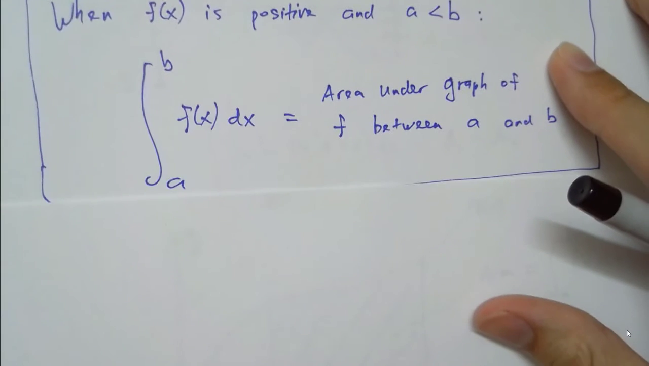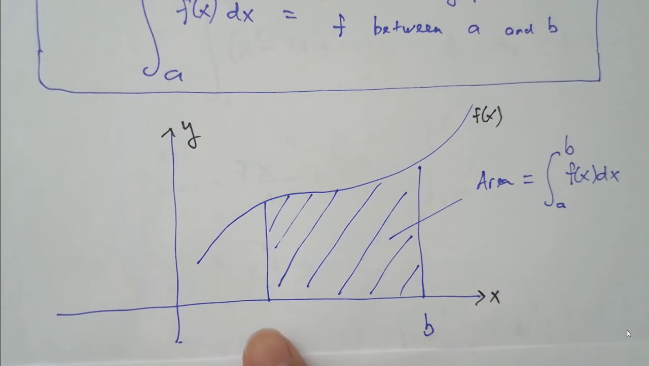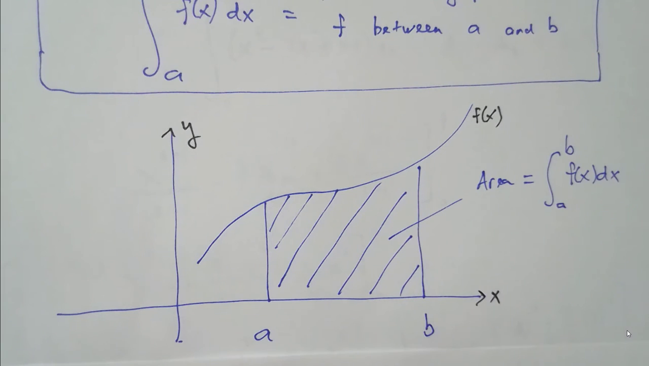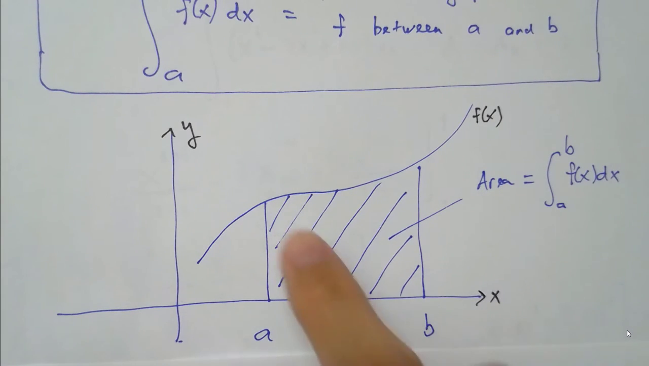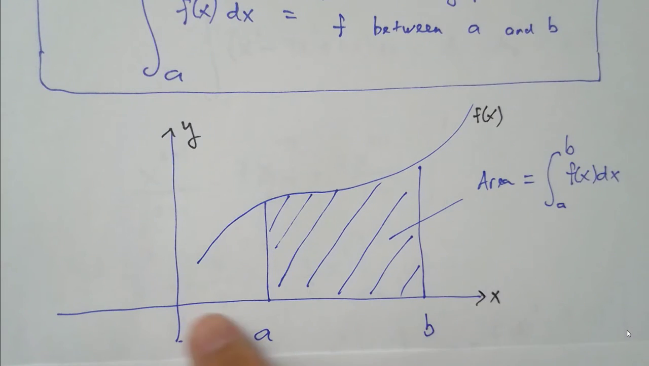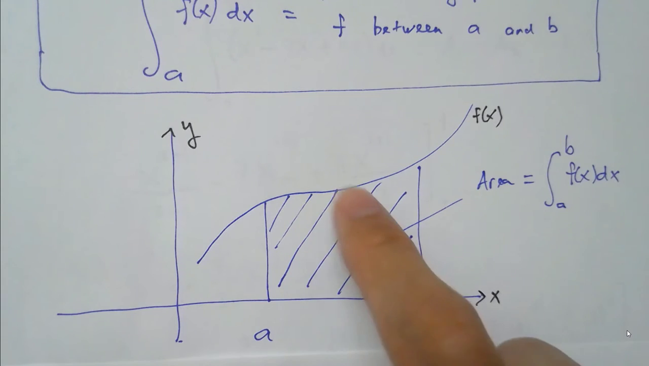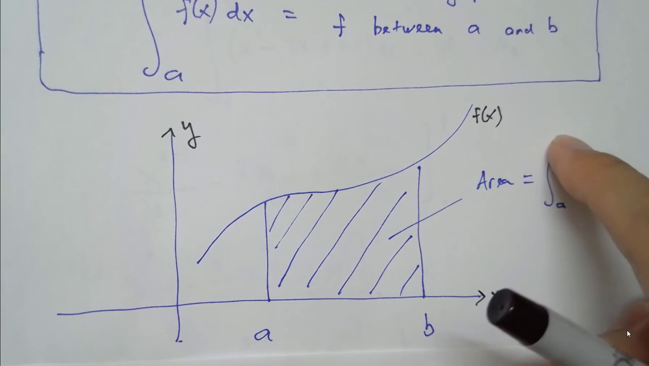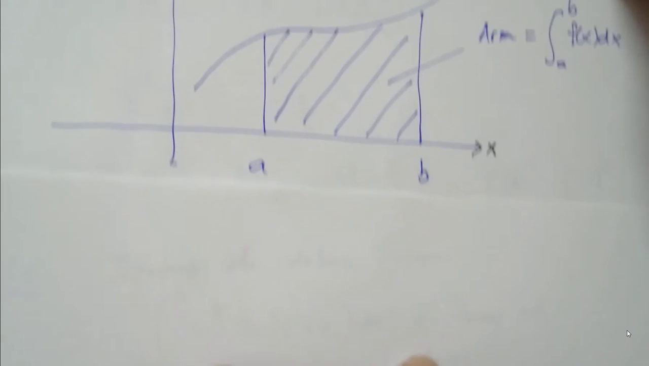Now let's visualize that on the graph. Consider we have the xy plane and the interval a to b. If we have the function f of x, we define the integral from a to b of the function f of x as the area under the graph of f of x and the x-axis. So this shaded region here is the area under the curve, and that is the value of the integral from a to b of the function f of x dx. Okay, let's now go over one example.